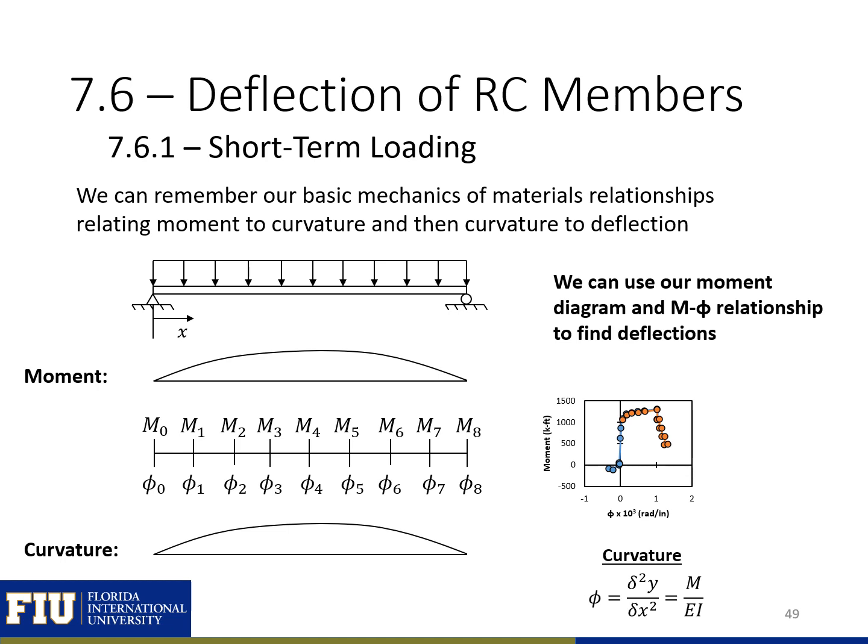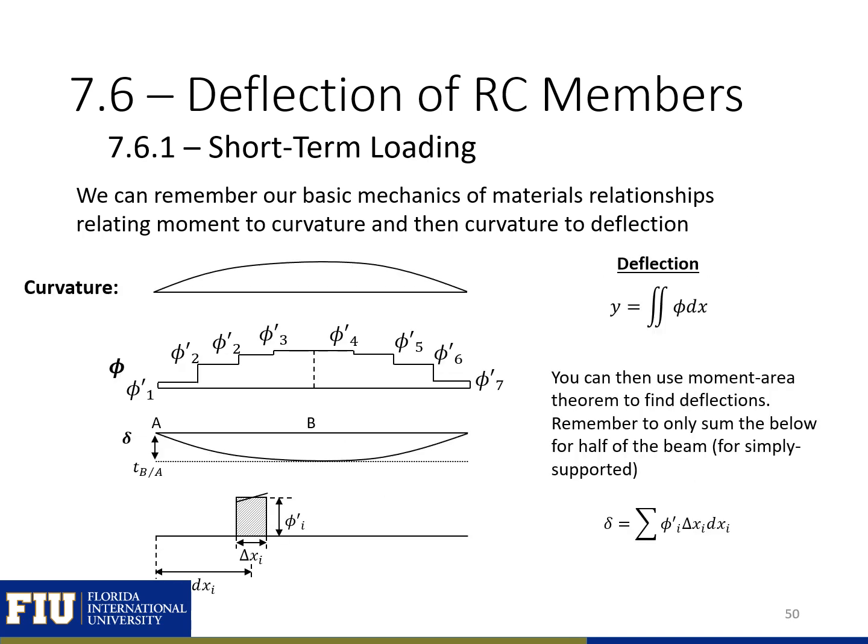On the next slides, we're going to look at how we can calculate our short-term and long-term deflections for our reinforced concrete members. First, we can remember our basic mechanics of materials relationships relating moment to curvature and then curvature to deflection. As an example, here is the moment diagram for a simply supported beam with a distributed load. We can use this moment diagram with our moment curvature relationship for our section to determine the curvature diagram along the length of the beam.